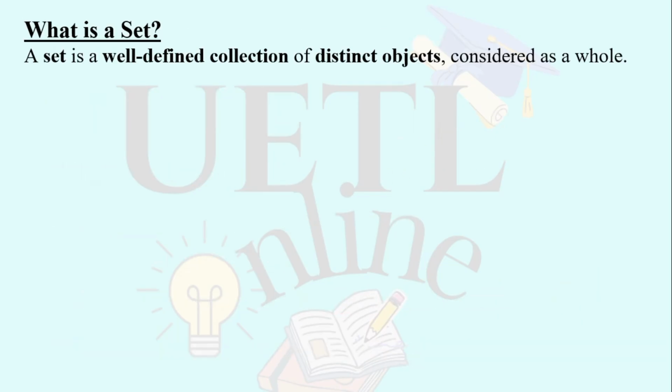Before we go any further, let's first answer this question: what is a set? By definition, a set is a well-defined collection of distinct objects considered as a whole. Well-defined means we know exactly what it is, and these objects possess the same characteristic. So we can say it is a set.